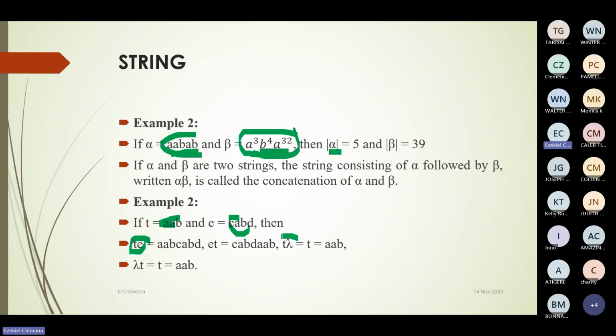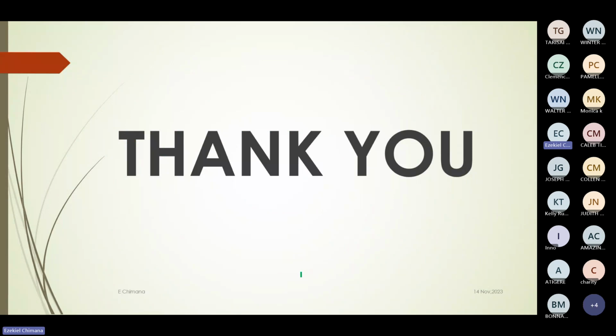And then if it is T lambda, you know that lambda is an empty string. It's a null string, so it will just remain the same. So in other words, T lambda is always equal to T, or lambda T is always equal to T, just like that. That's all on the strings.